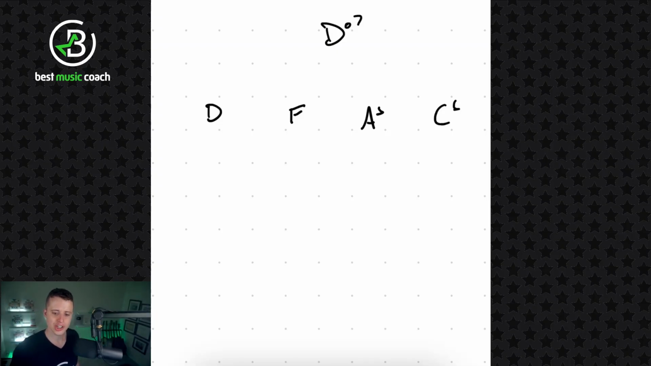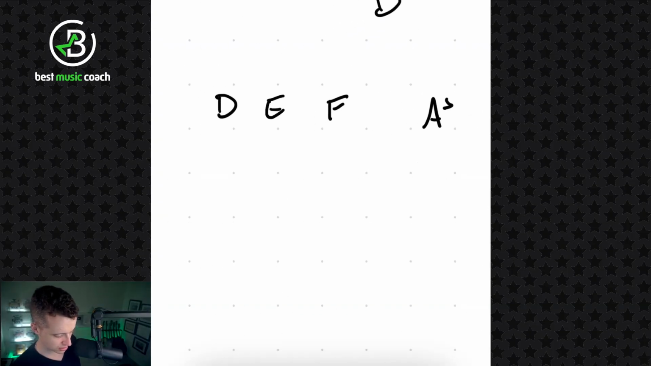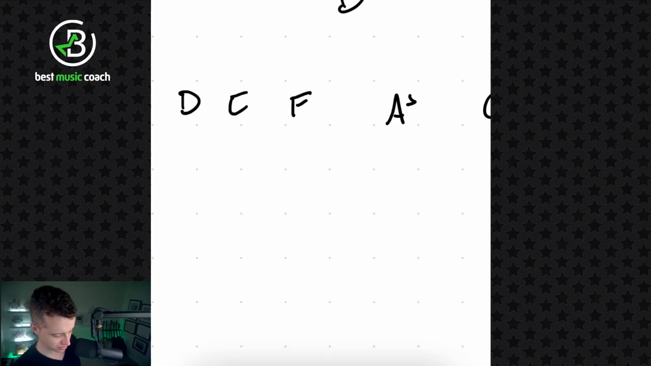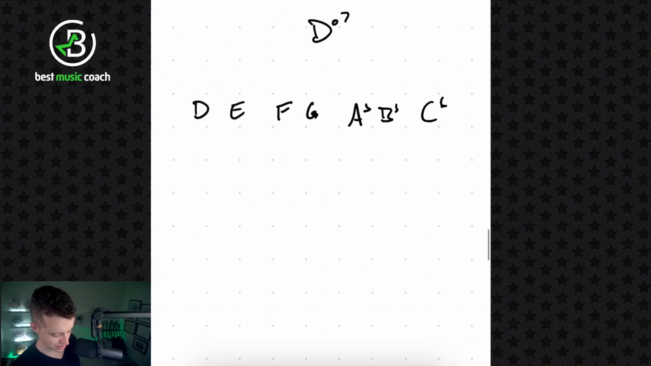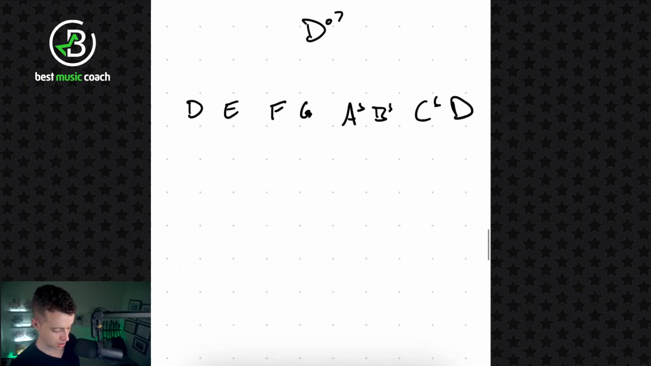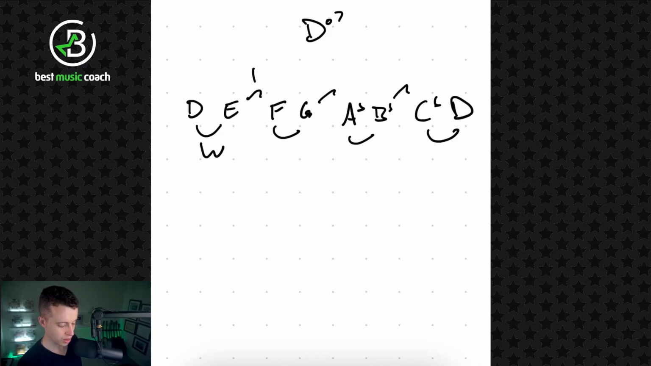Now what we do is we actually fill in the gaps here with whole steps. That's where the whole half comes from. So what do we say? D, E, F, G, A flat, B flat, C flat, and then C flat goes back to D. So we can see we have whole, half, whole, half, whole, half, whole. That's why it's called the whole half diminished scale.